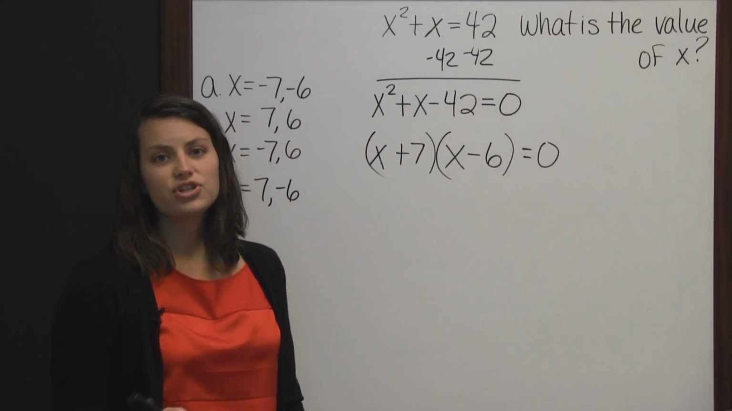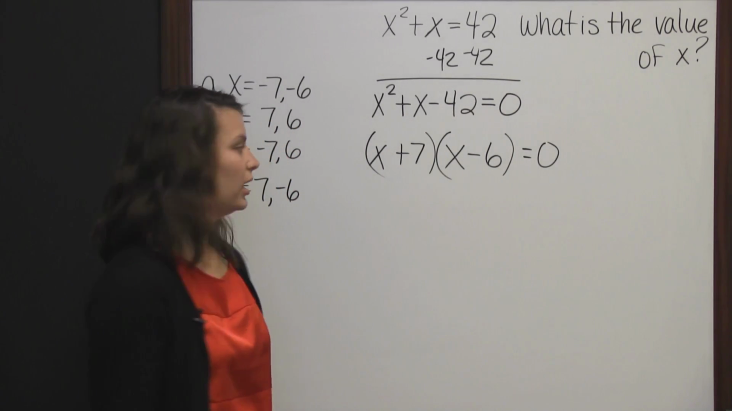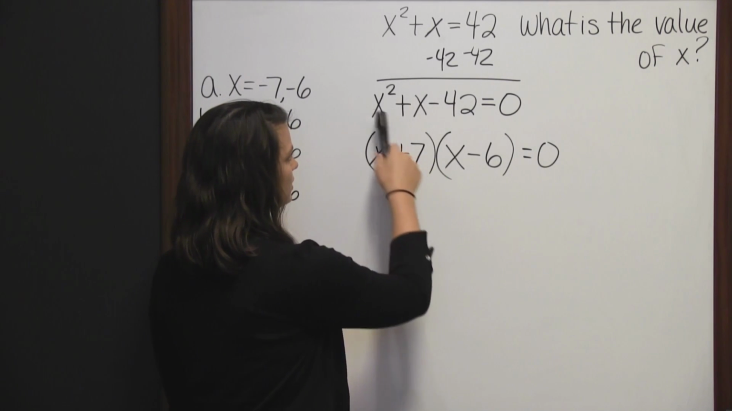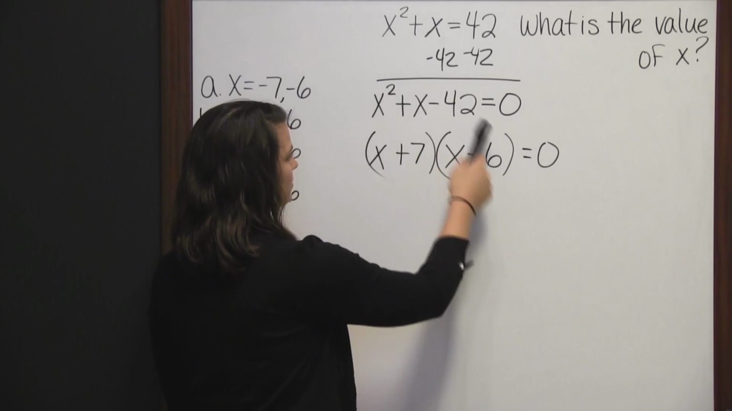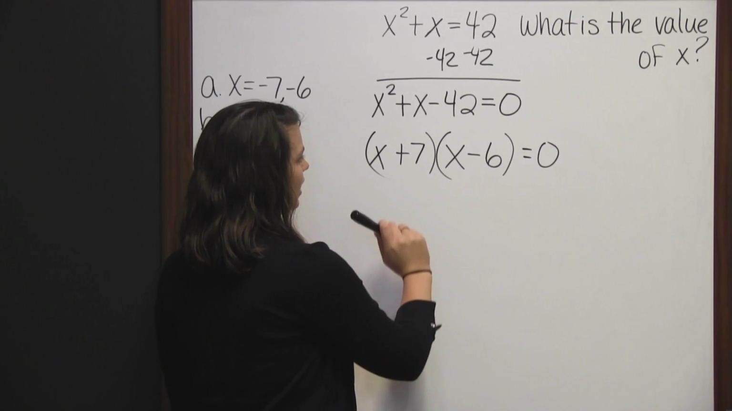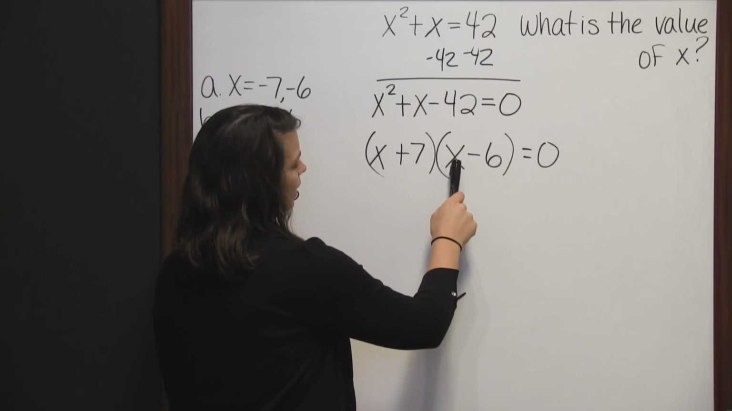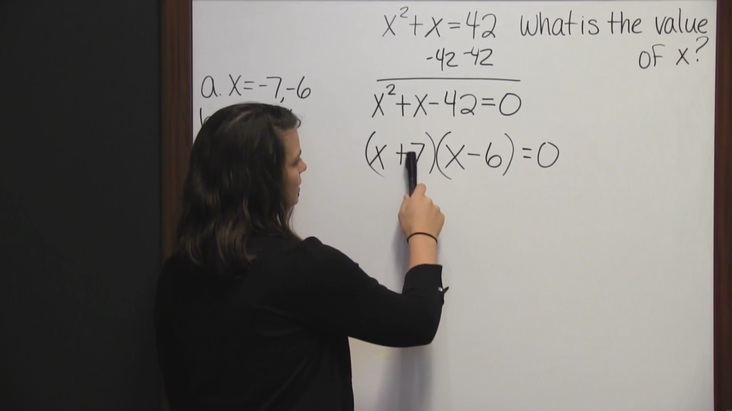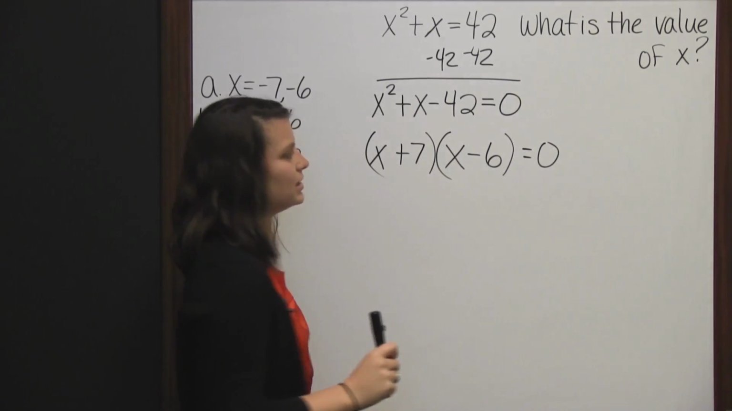You can always check your factoring by FOILing. x times x is x squared. x times negative 6 is negative 6x. Plus 7x is x, and 7 times negative 6 is negative 42.